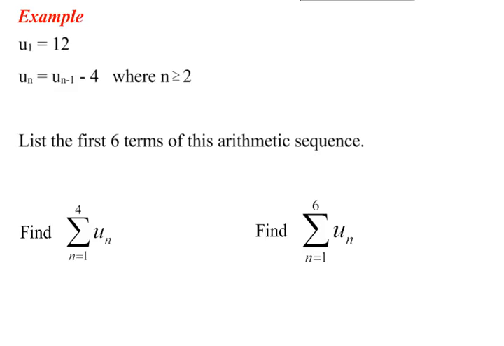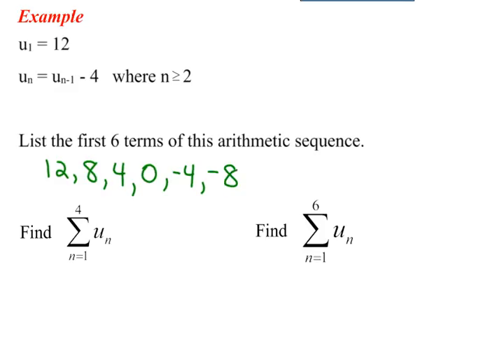Okay, so we know the first term is 12. So we're going to subtract 4, and we're going to get 8. Then subtract 4 again and get 4. Then subtract 4 and get 0. Then subtract 4 and get negative 4. We need one more term here. Subtract 4 again and get negative 8.